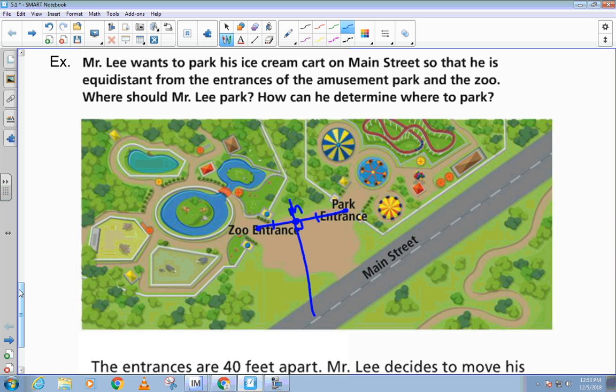So then no matter where I put this truck, it's going to be equidistant to the entrances, right? He wants to get along Main Street, so we can put Mr. Lee right there. All right, so figure out how far apart the entrances are, find the middle, and then make a perpendicular bisector. Put this truck anywhere along there, and it's going to be equidistant to the two entrances.